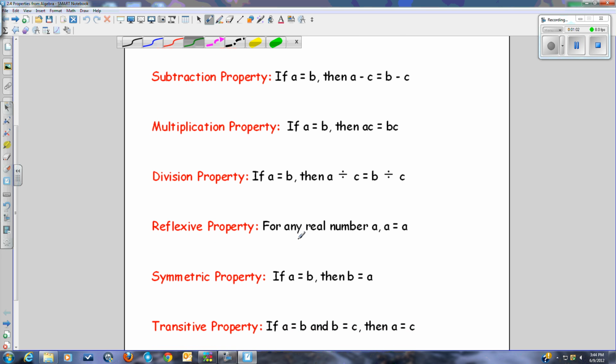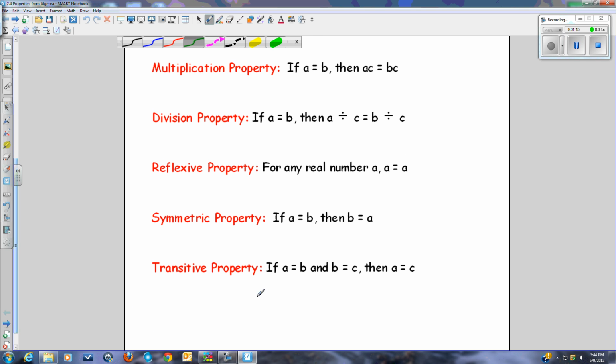The reflexive property. This says for any real number A, A equals A. It just basically says that anything is equal to itself. Same idea. Symmetric property. If A equals B, then B equals A. Really, you can flip your equation around. And the transitive property. If A equals B, and B equals C, then A would also have to be equal to C.